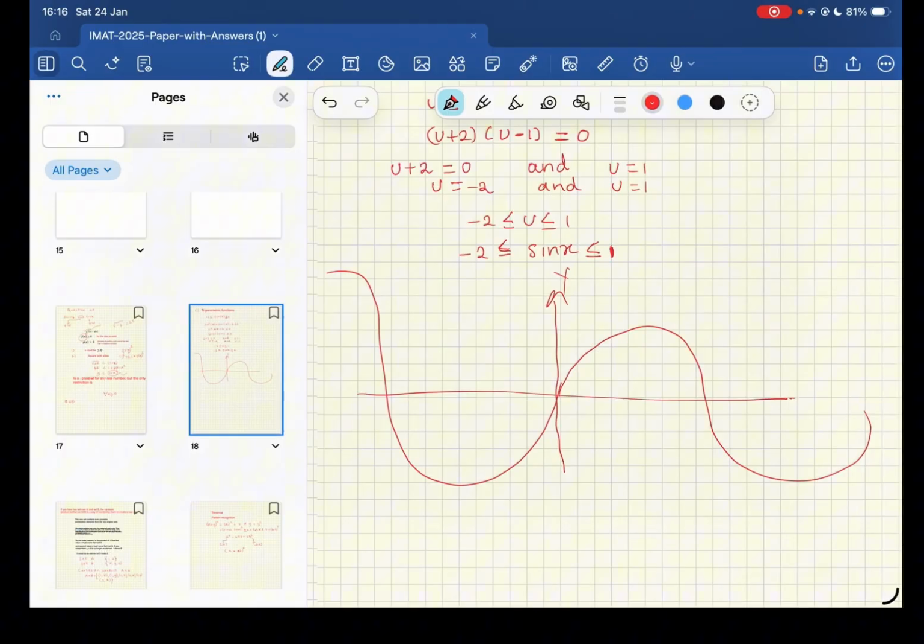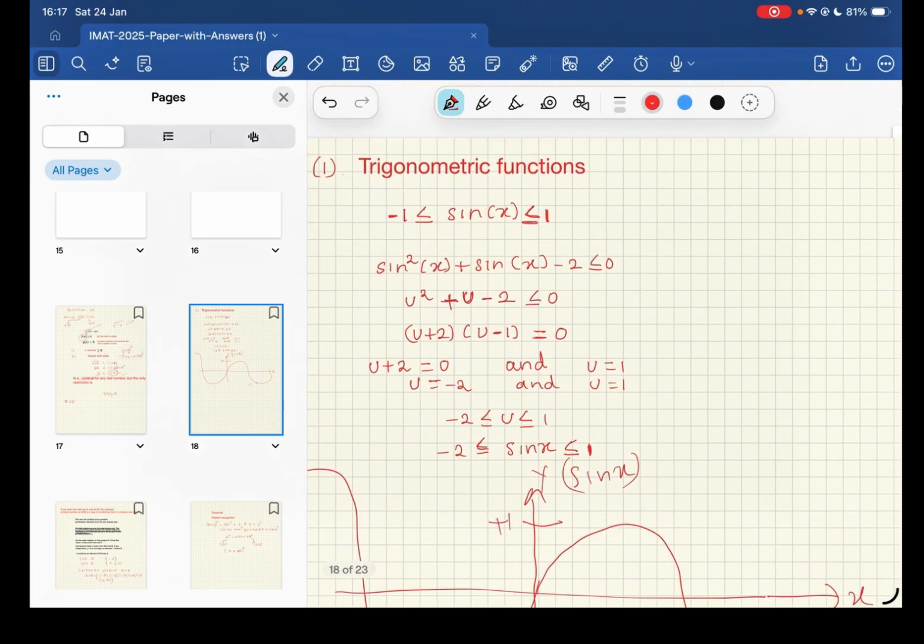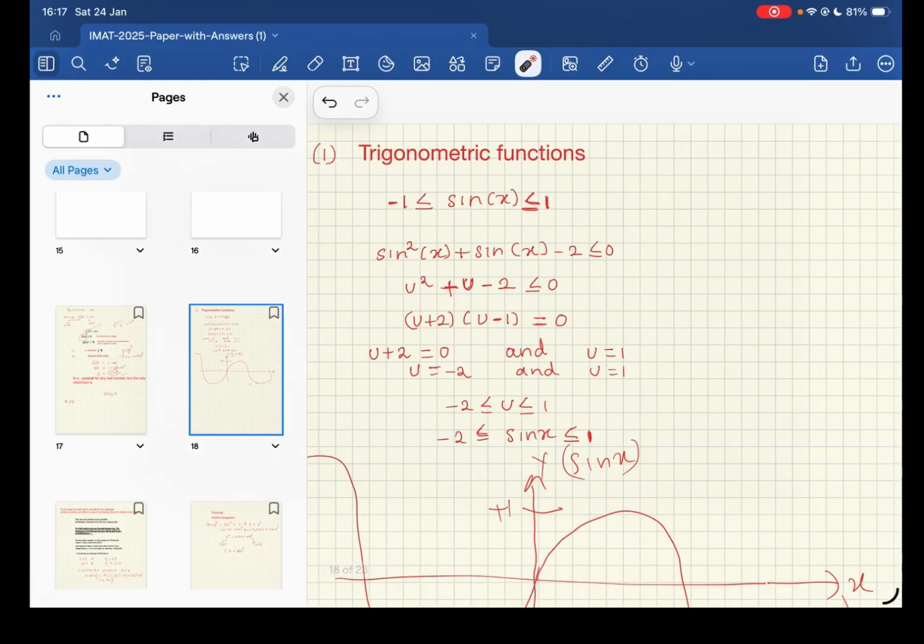If you draw the sine x function, y equals sine x, the sine x has a maximum value of +1 and a minimum value of -1. Regardless of whatever the x, the maximum of sine is 1 and the minimum of sine is -1. So you can understand the mathematical logic: sine x should be in between -1 and +1.